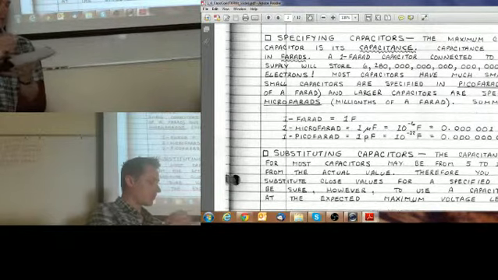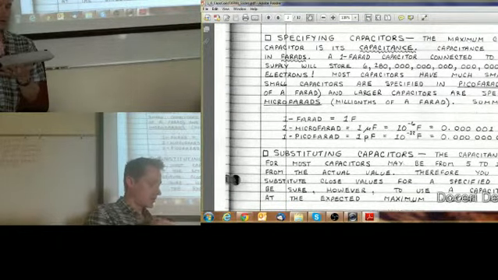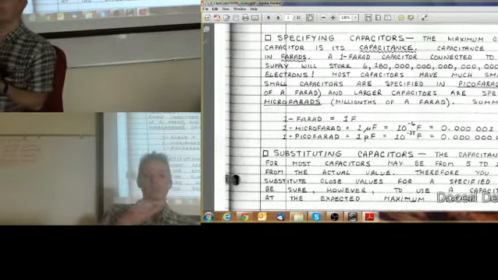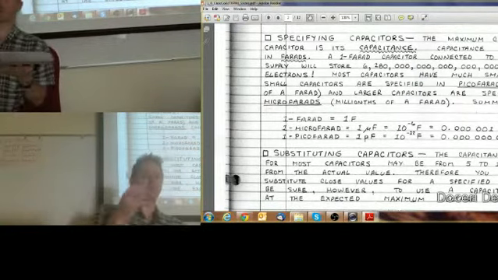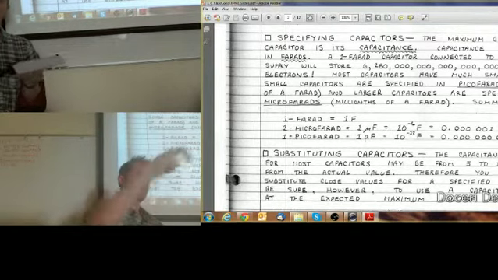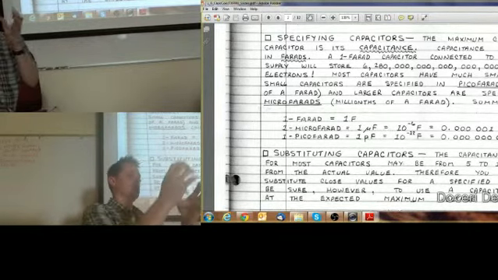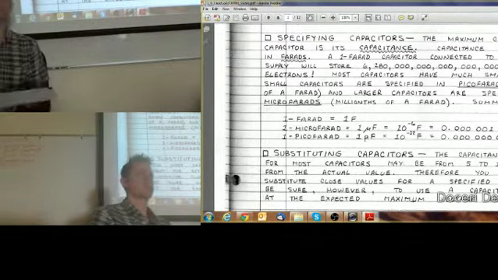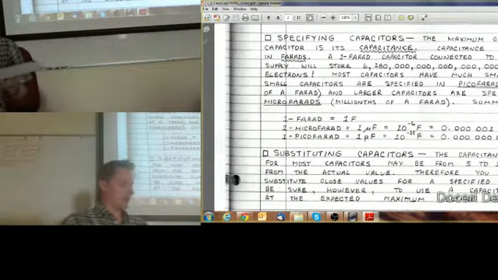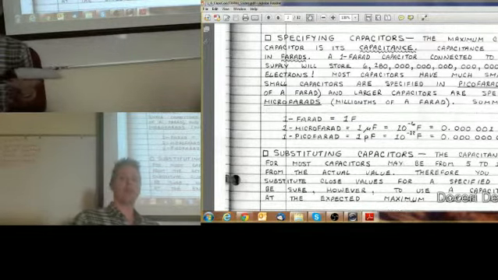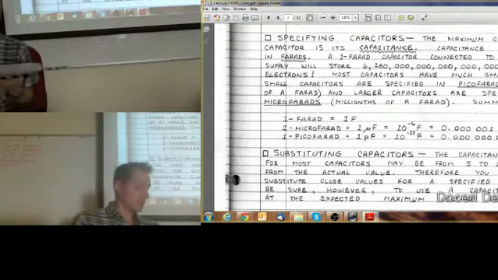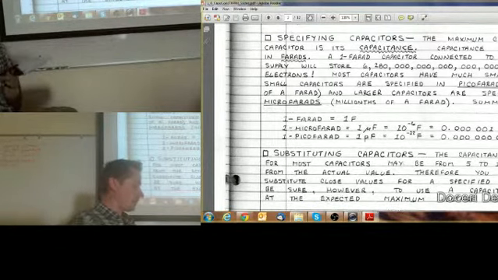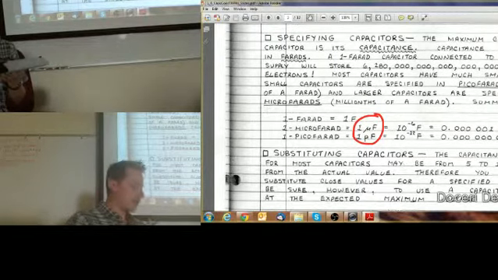So we would write 1 farad, but 1 farad capacitors are huge. There are some 1 farad capacitors that exist, but they're large. They would be a couple inches in diameter and maybe several inches long, and they would be used as a supplement to a battery or something like that. Normally we deal in microfarads or picofarads or nanofarads.